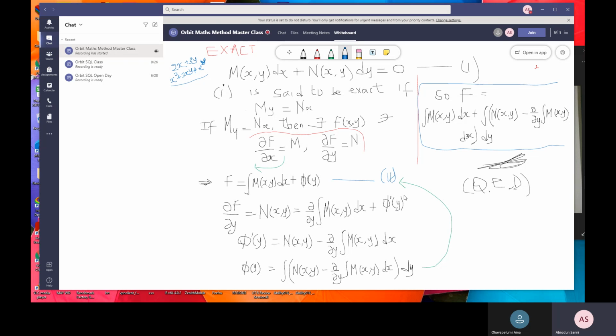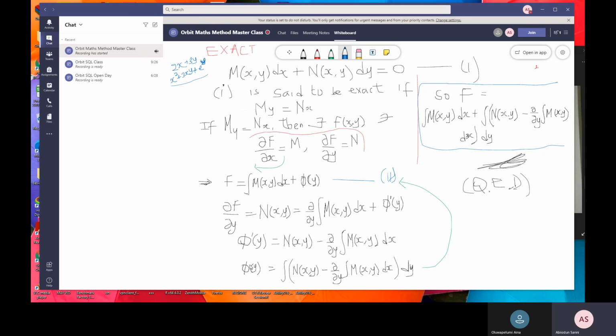So now, making this one the subject of the formula, I'll send this one to the other side. I have minus d/dy of this integral dx. Do you understand now? Now, this is phi prime of y. If I need phi of y, I have to integrate with respect to y, right? So integrating the whole of this with respect to y, that's how I have this integral. Then encompassing all of this inside a bracket, then put the dy outside. Do you get the logic?